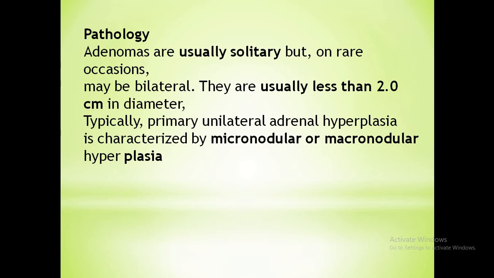Usually these adenomas are solitary, rarely bilateral. So usually they are solitary, usually less than 2 centimeters in diameter. And they are characterized by micronodular or macronodular hyperplasia. So these are usually single, usually unilateral, usually the size is less than 2 centimeters with micronodular or macronodular hyperplasia.